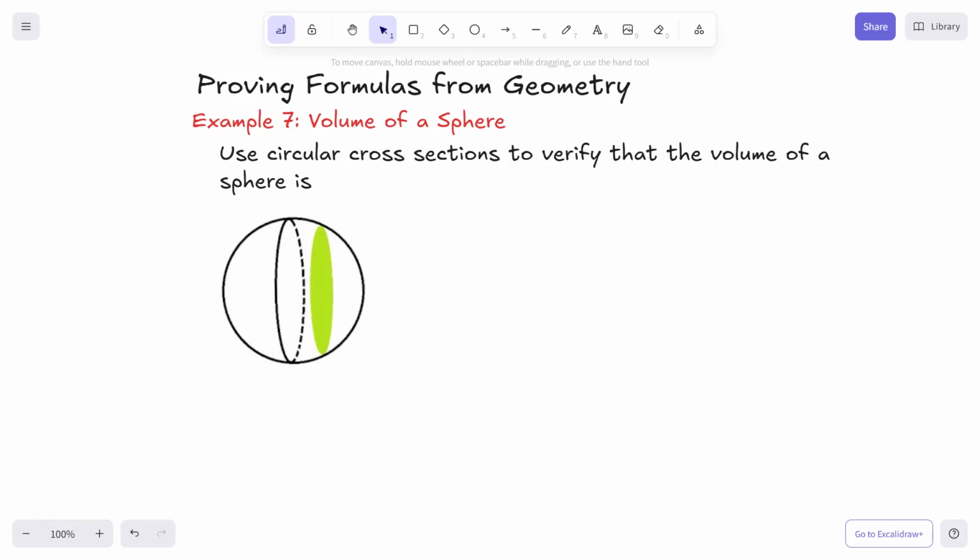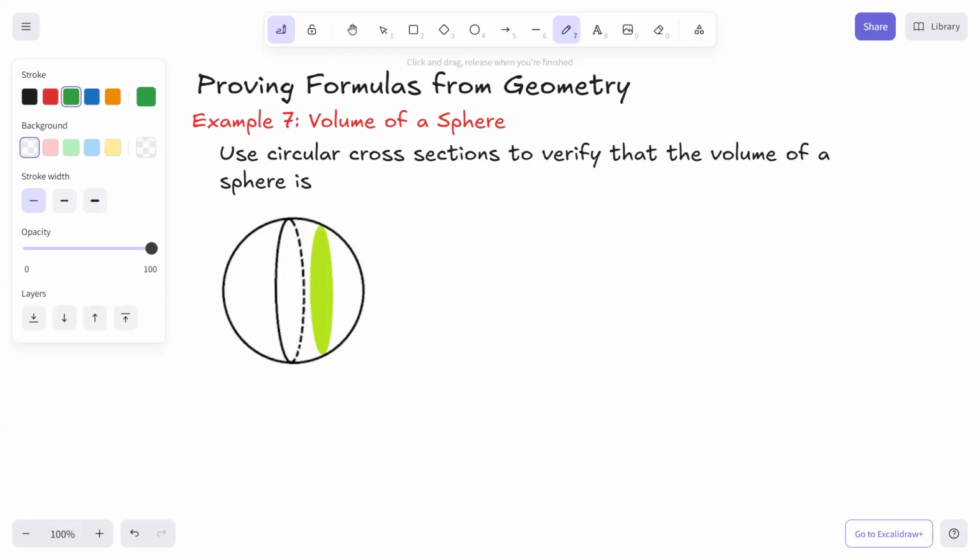In this video, we're going to prove the formula that we learned in geometry for the volume of a sphere using calculus. We're going to start with a picture of the sphere and superimpose it on a standard x and y coordinate plane, with the sphere centered at the origin. The volume of the sphere is V = 4/3 pi R cubed, where capital R represents the radius of the sphere.